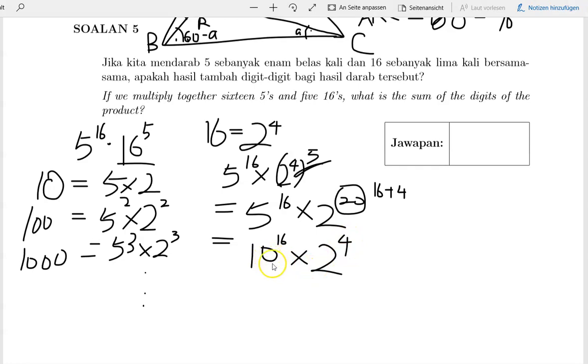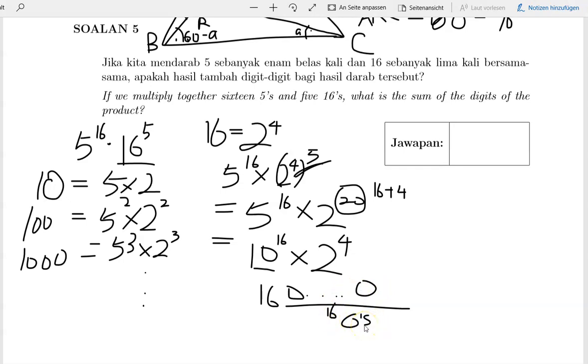Okay, so basically, what is the sum of digits of the product? So 2 to the power of 4, which is obviously 16, and then 10 to the power of 16, meaning that here you will have 16 zeros. Okay, so 16 zeros.